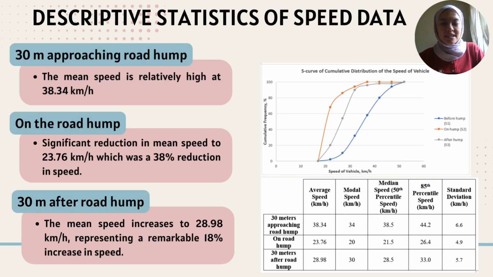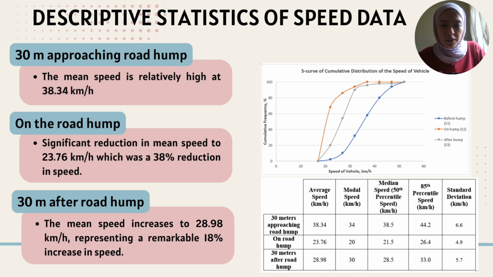The S-curve showcases insightful findings on vehicle speed distributions. Analyzing the curve revealed that at 30 meters approaching the road hump, the 85th percentile speed was 44.2 km per hour, which indicates a significant portion of vehicles exceeding the speed limit. However, a significant drop to approximately 26.4 km per hour at the 85th percentile speed suggests that many drivers opted to reduce their speeds below the speed limit on the road hump.